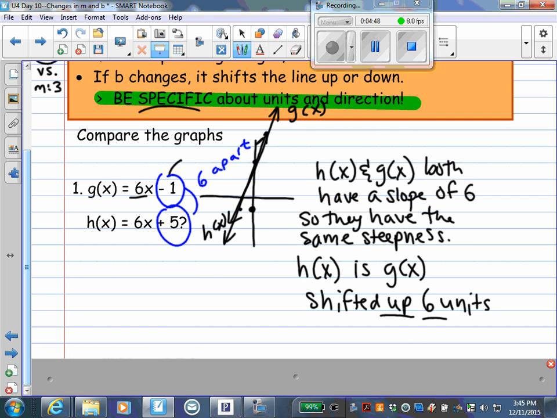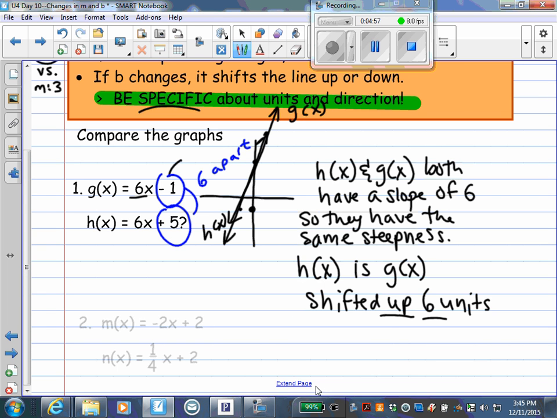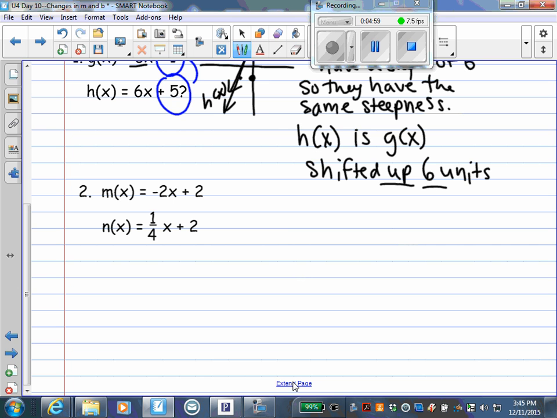Okay, so that's one example. Let's look at one more example. And it's hidden under here somewhere. There it is. Number 2, so write this down. M of x equals negative 2x plus 2. N of x equals 1/4 x plus 2.